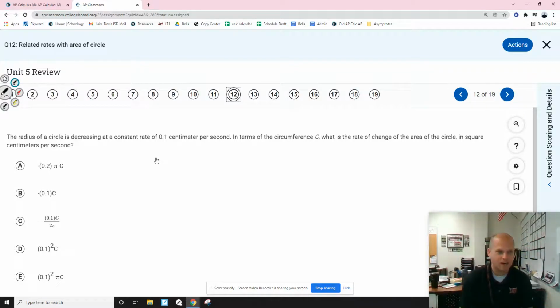Press play. All right. The radius of the circle is decreasing at a constant rate of 0.1, so that's dr dt. It's decreasing, so it's negative. In terms of the circumference c, what is the rate of change of the area of the circle? In terms of c. All right. So this is one of those questions where you need the area of the circle and the circumference of the circle.